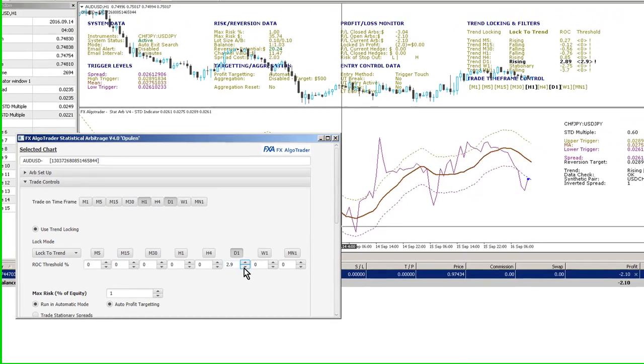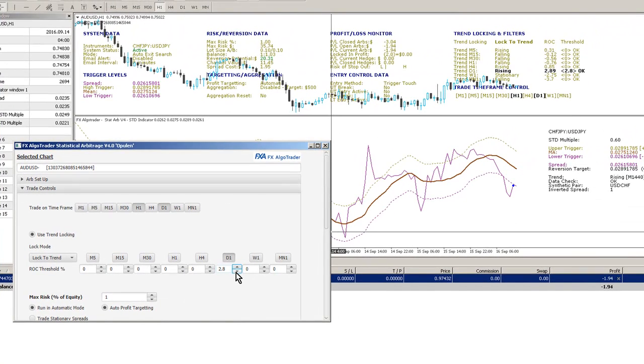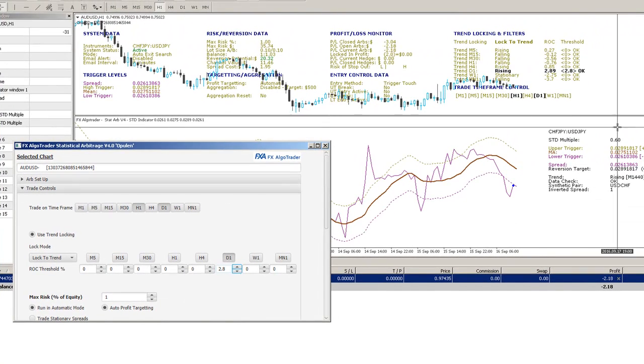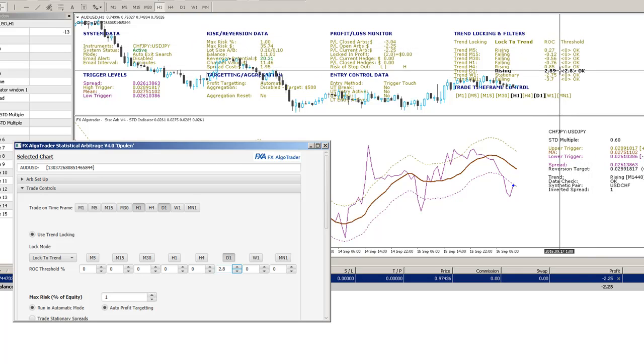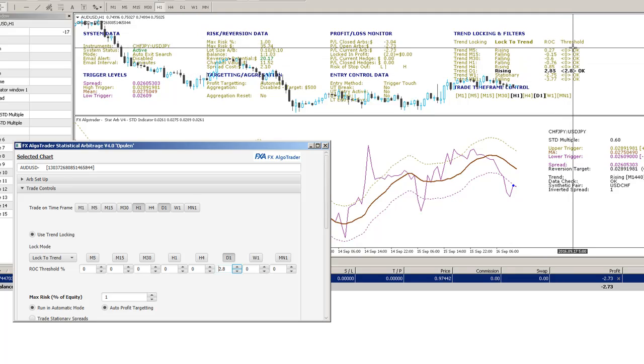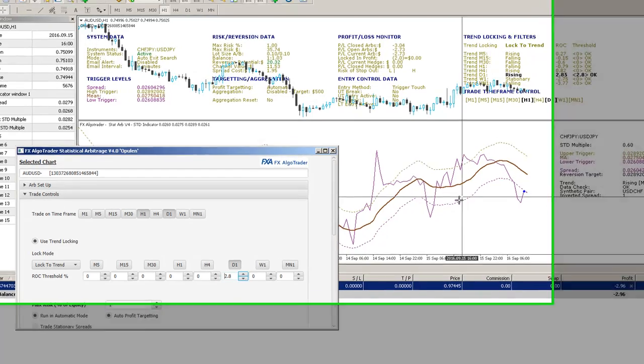If I just dial the spinner down to 2.8, you can now see the current rate of change is above the threshold, so the system has said it's okay to trade, and now you can see these okay flags all coming up here.